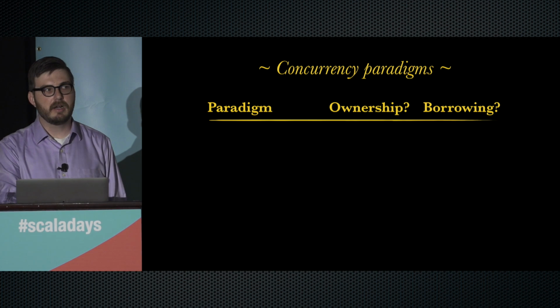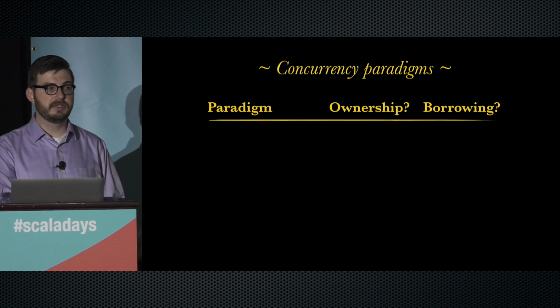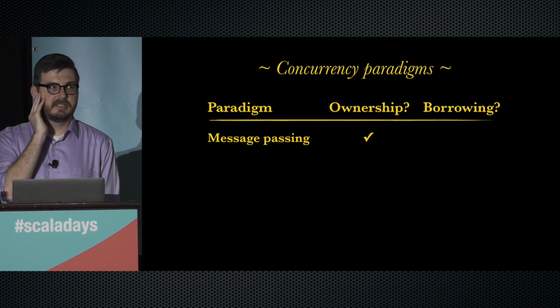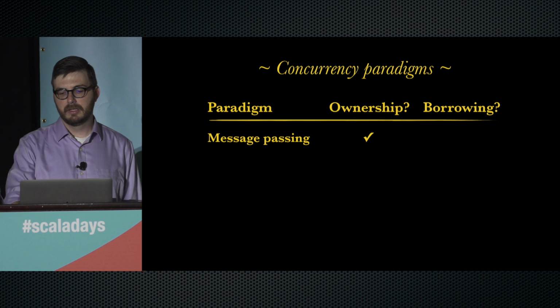OK, that's all pretty high level. Let me walk through just a couple of concurrency paradigms and how they play out in Rust, so you see more concretely what this looks like. We'll start with message passing. Message passing works purely through ownership. It's really simple.